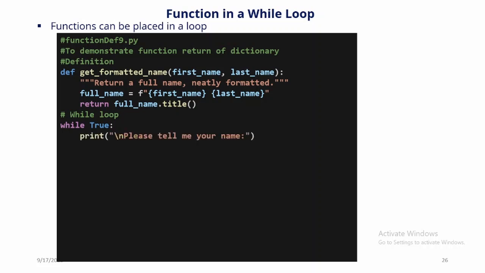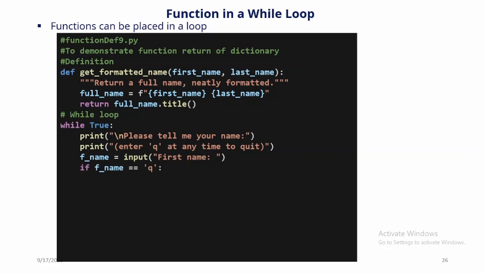So we are going to put this function in a while loop. While true, print, please tell me your name. Enter Q at any time to quit. So we are receiving input. Fname, create a variable called fname equal to input first name. If fname equal to Q, you have to test it, because if you don't, you may remain in this while loop forever. It has crashed your computer. If fname is equal to Q, what do? Break, get out of the loop.